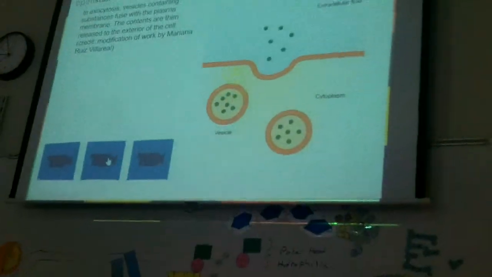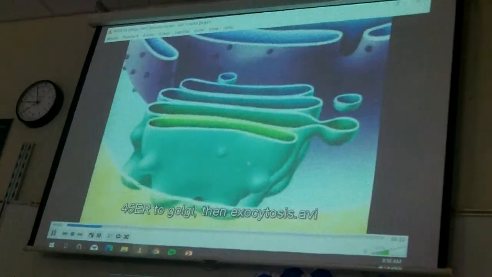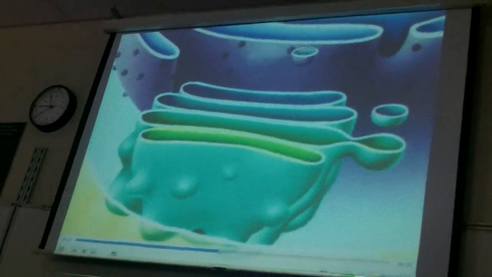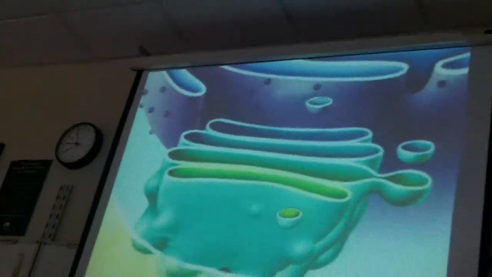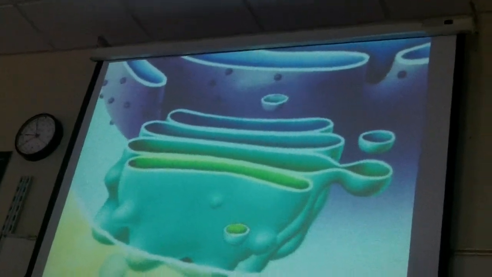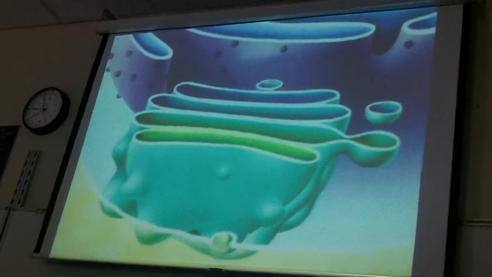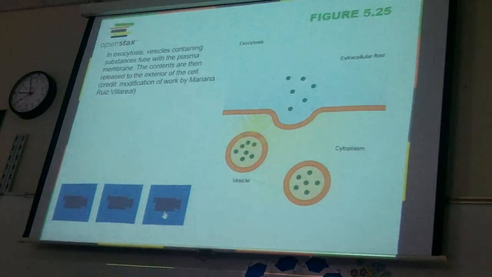Another video. The endomembrane system consists of the endoplasmic reticulum and Golgi apparatuses. Vesicles pass from one part of the endomembrane system to another, and secretory vesicles from the Golgi apparatus merge with the plasma membrane. Watch the vesicle on the bottom secreting its contents by exocytosis. Watch it. Exocytosis. Are y'all getting this?